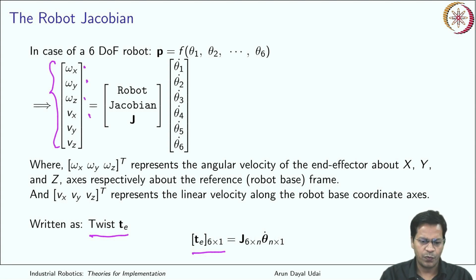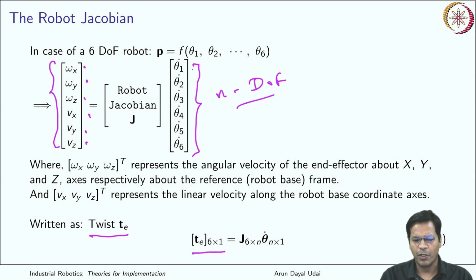We will call this vector a twist, which is a 6 cross 1 vector, 1, 2, 3, 4, 5, 6 cross 1, and the input over here will be n cross 1, where n is the degrees of freedom of the robot. In the case of a 6-DOF robot, there are 6 variables which should be input. So we are looking to find this Jacobian matrix.